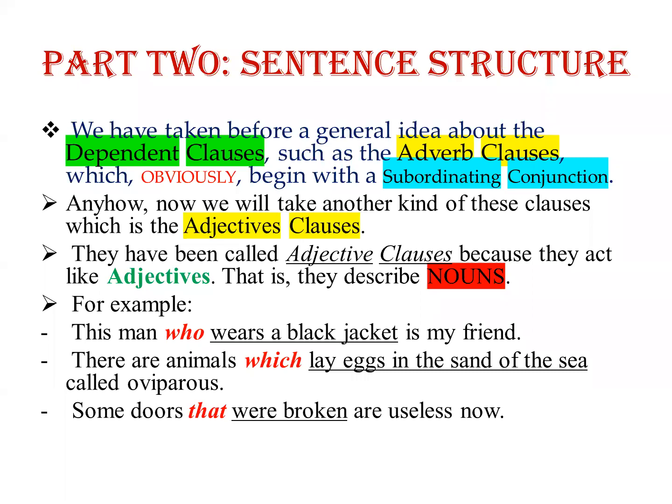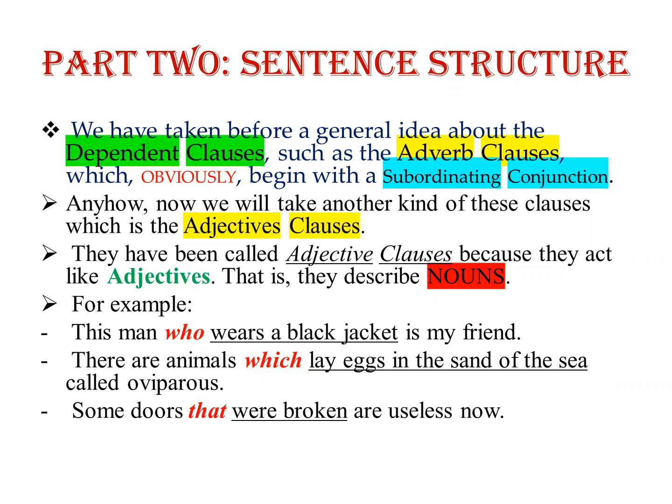First, they have been called adjective clauses because they act like adjectives. That is, they describe nouns. We all know that adjectives only modify nouns. They give more information, or maybe not more information, necessary information about nouns. This is the function of the adjective clauses. For example, this man who wears a black jacket is my friend.